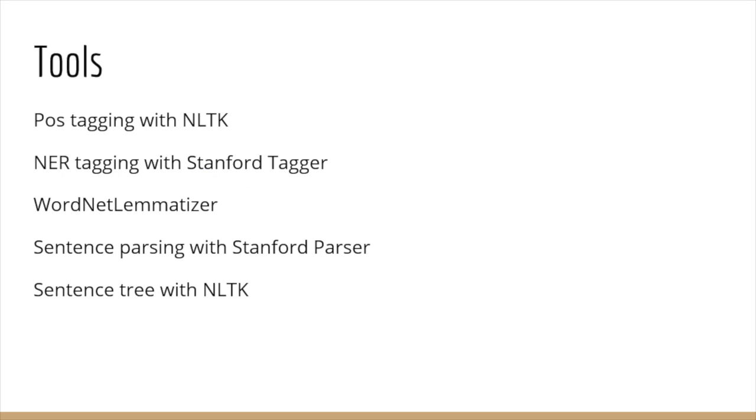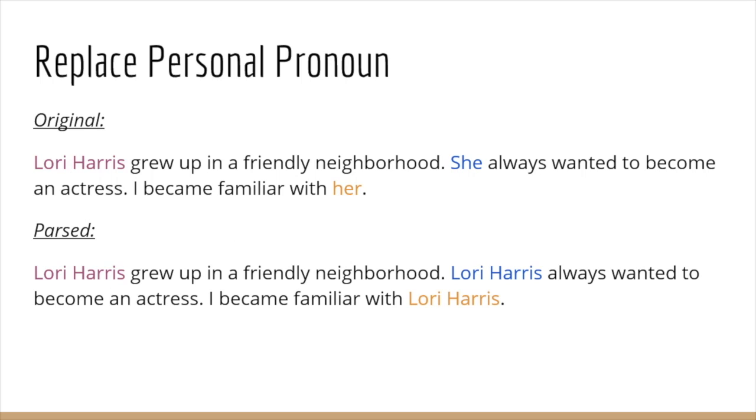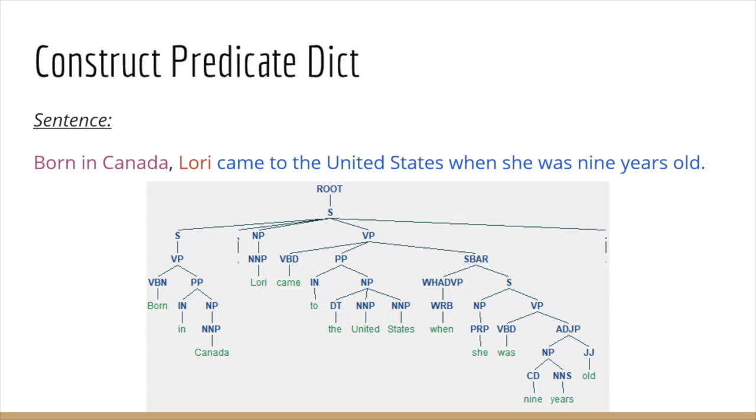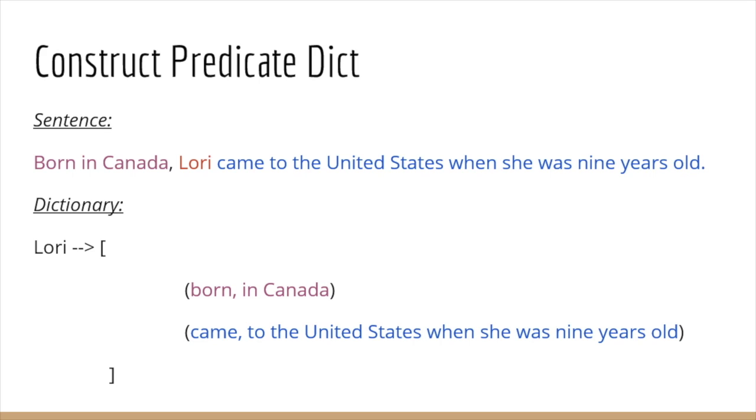Here are the basic tools we are using. The basic idea behind this step is to replace "he" and "she" with the nearest person's names that have appeared before. And for each sentence in the text, we will first use the Stanford parser to get the tree structure of the sentence. And then we will be adding items to the dictionary. So first we will extract the subject noun in the sentence, and then it will point to a list of tuples which consist of predicates followed by other conditions.